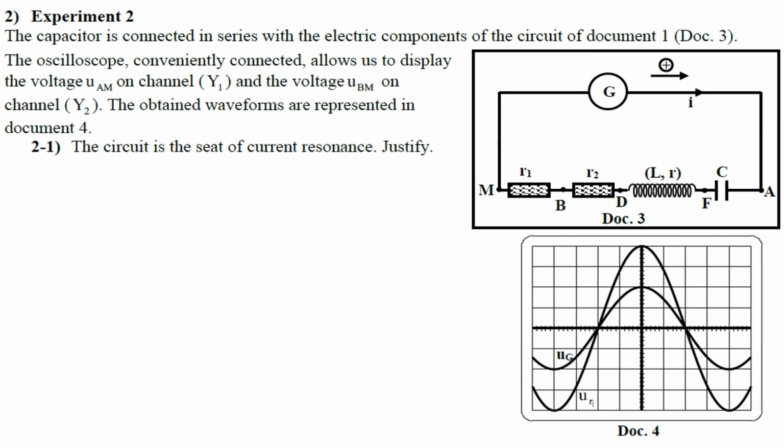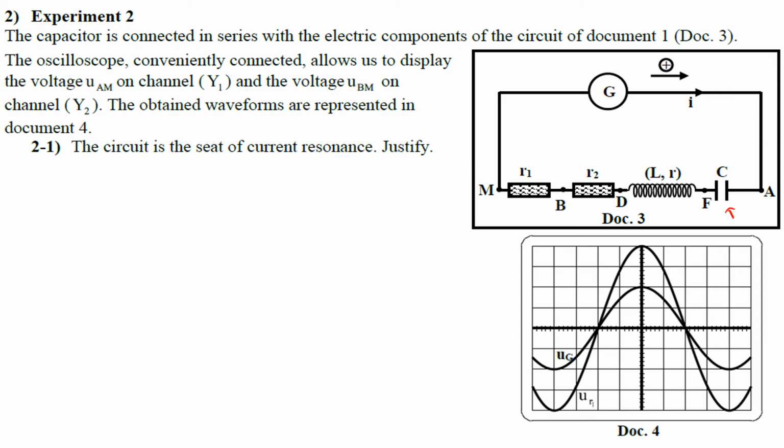Okay, the capacitor, we changed the combination now. The capacitor is connected in series with the electric components of the circuit, document 1. So we added this capacitor to the connection. The oscilloscope conveniently connected allows us to display the voltage UAM. As we said before, UAM is the voltage across the generator G on channel 1.